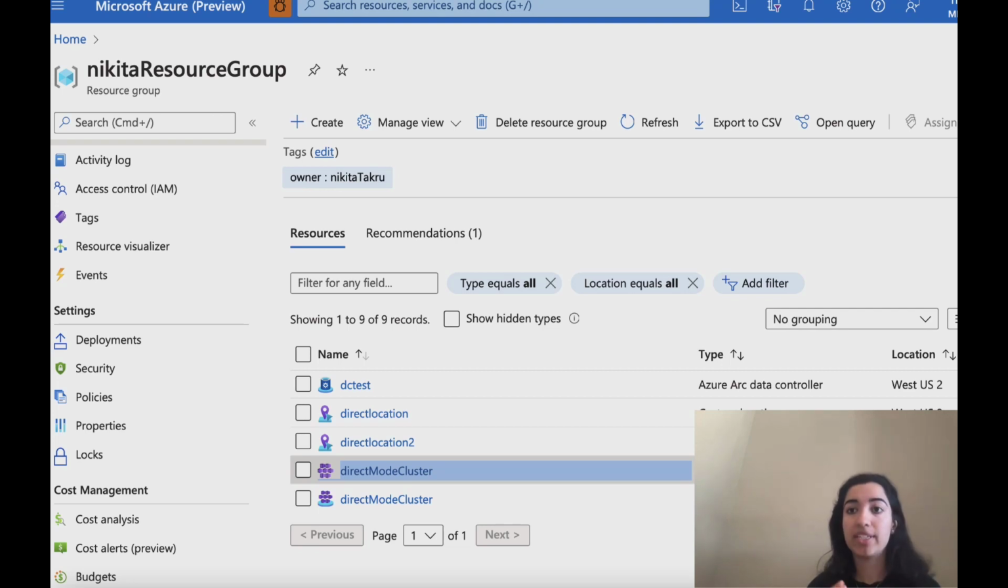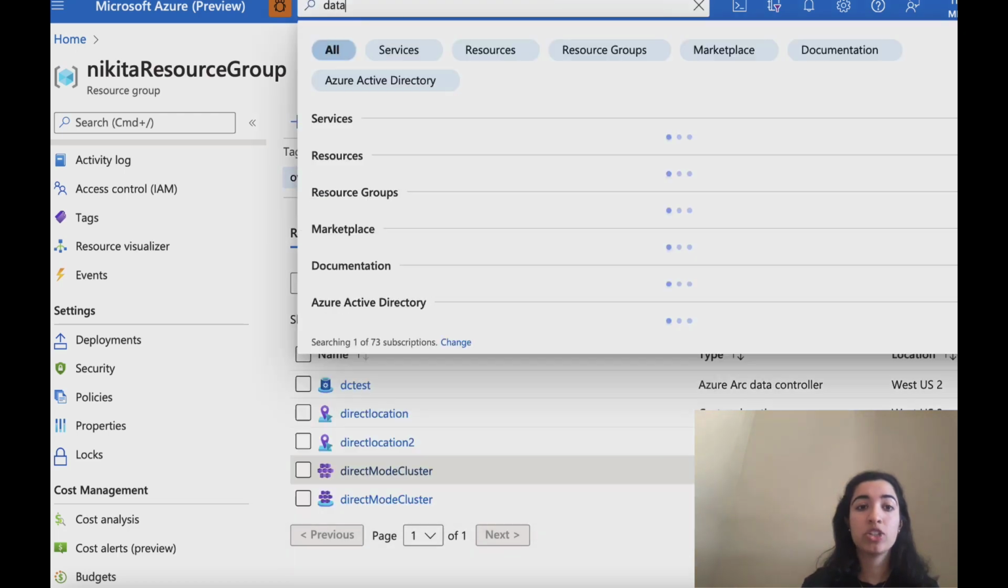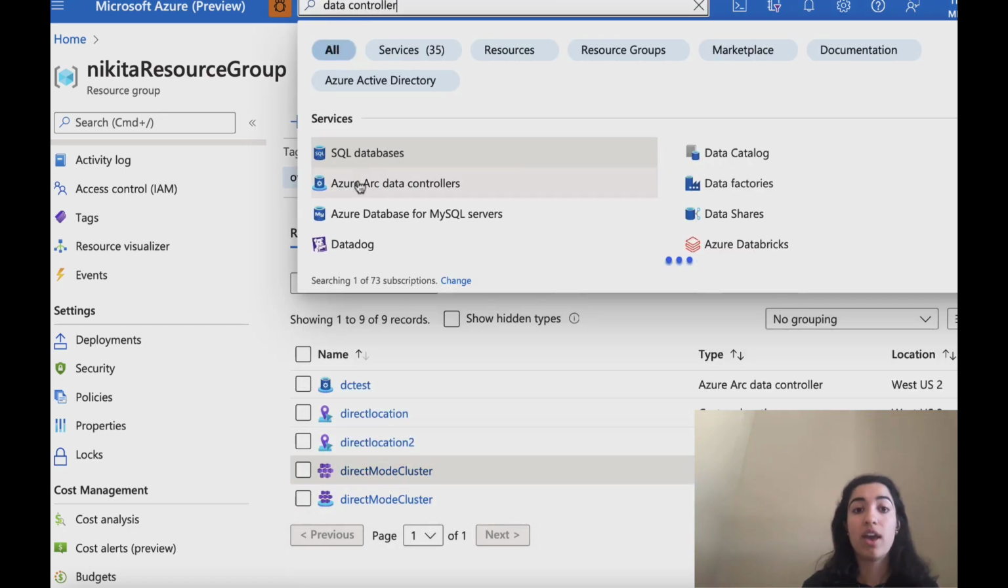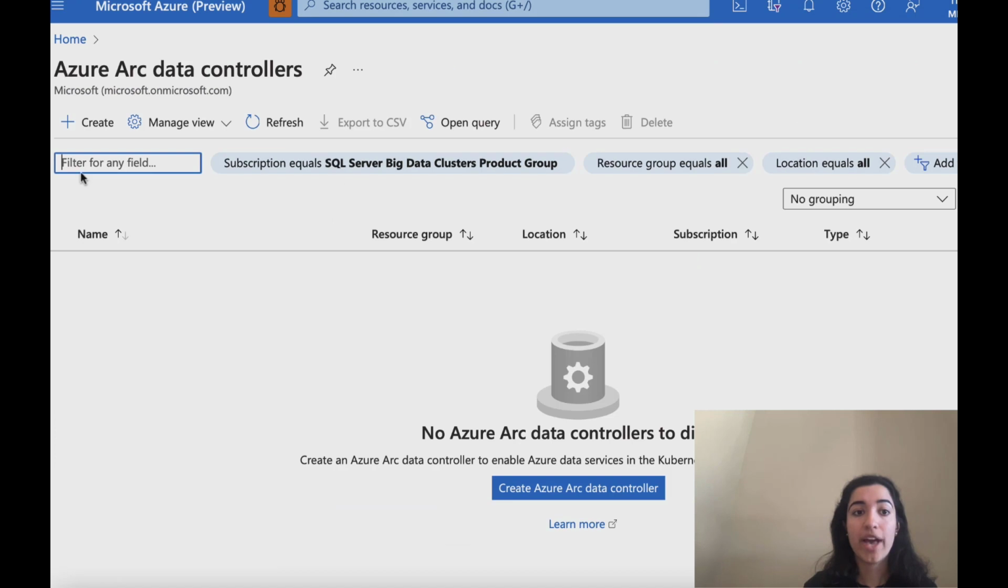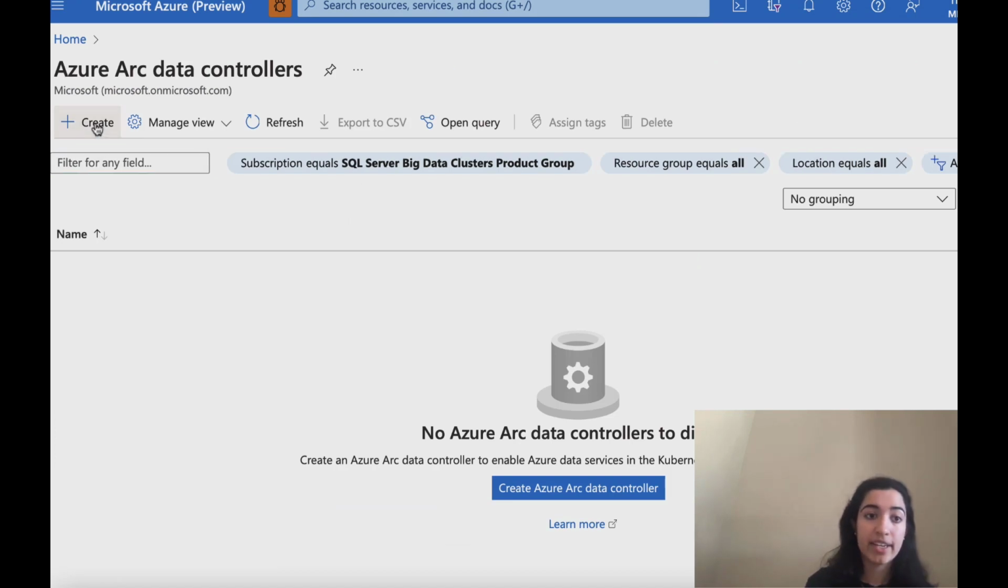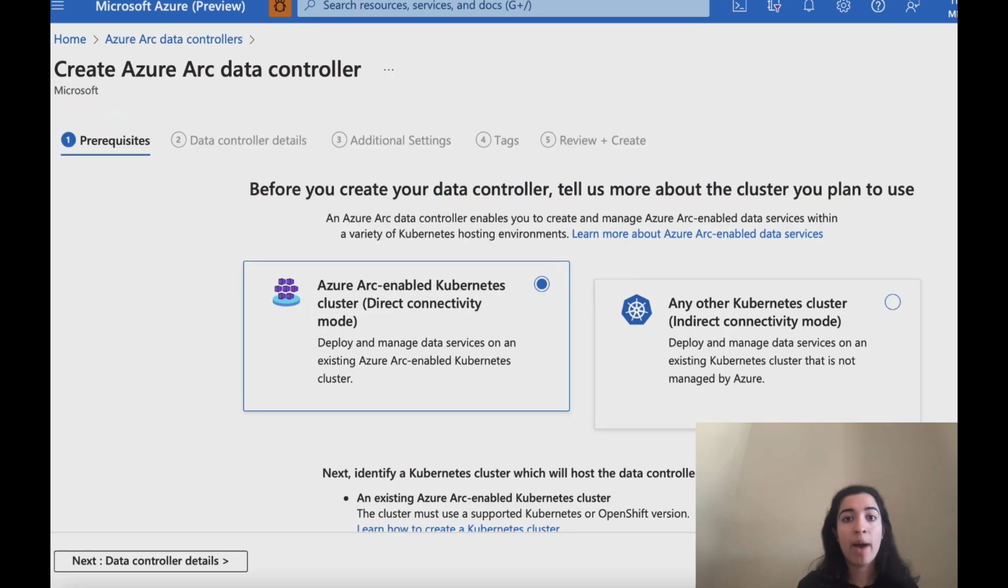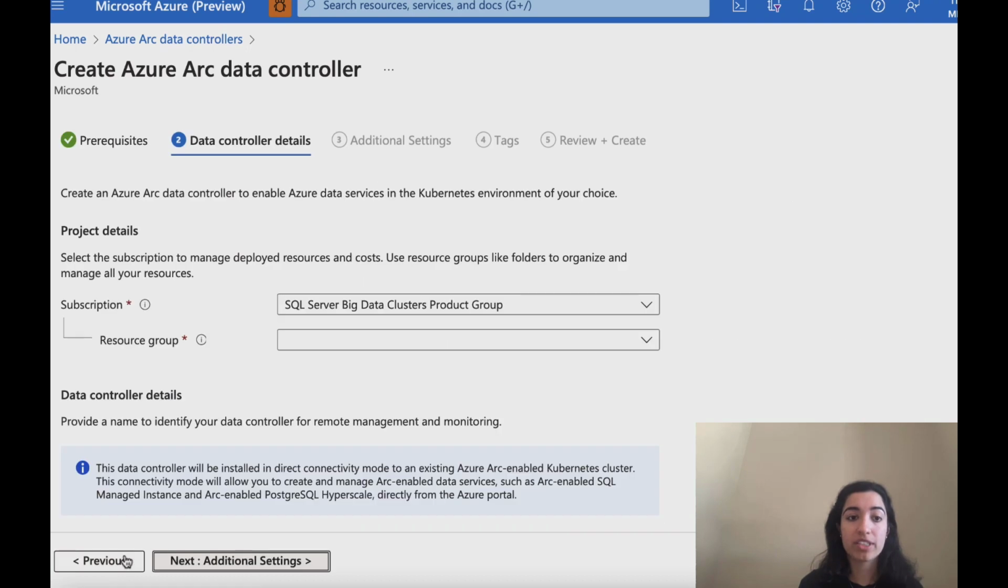Now let's talk about the data controller piece. You can go inside of Azure and search in the portal for Azure Arc Data Controller. Go ahead and select that. You're going to want to hit create. When you hit create, you will be prompted with the 2 connectivity mode options: directly connected mode and indirectly connected mode. For the purposes of today's demo, we're going to use directly connected mode because we want to be connected to Azure and see how all of that works.